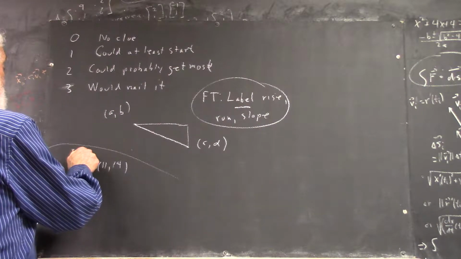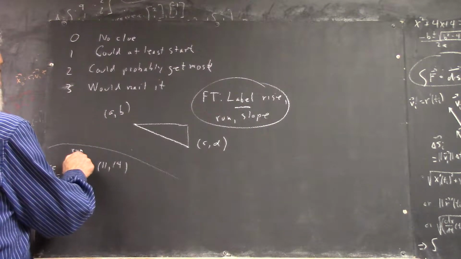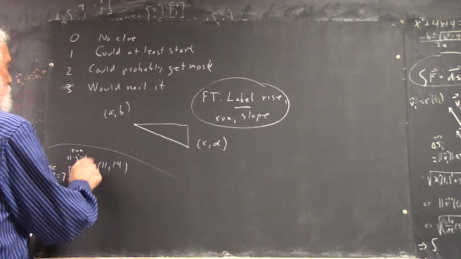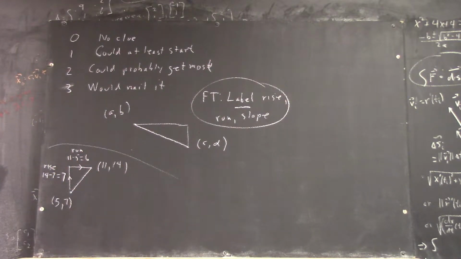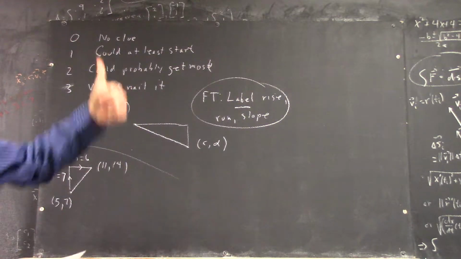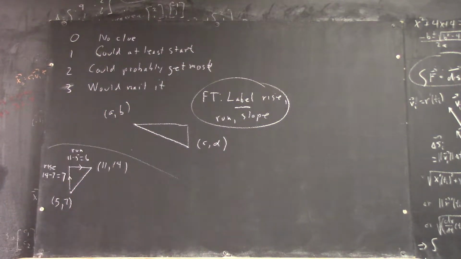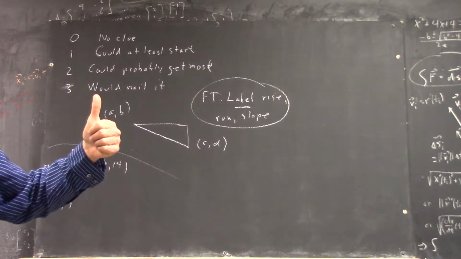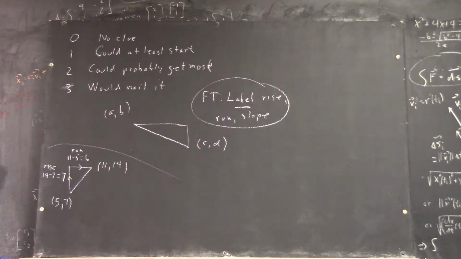The run is 11 minus 5, as you already told me. You thought that might be the rise. Easy to fix that, right? Run goes this way. Might be hard to figure out which one's the run, but the rise ought to be easy, right? It goes in the vertical direction.